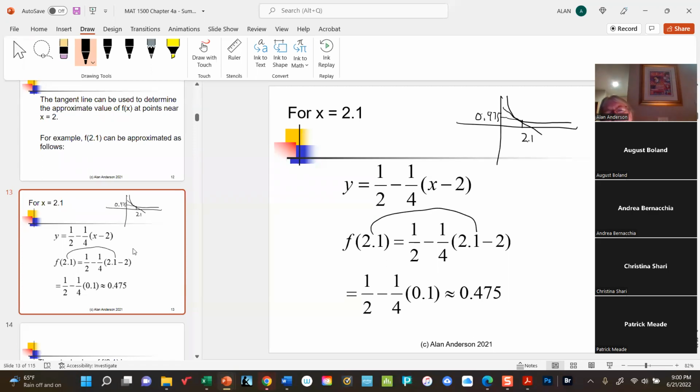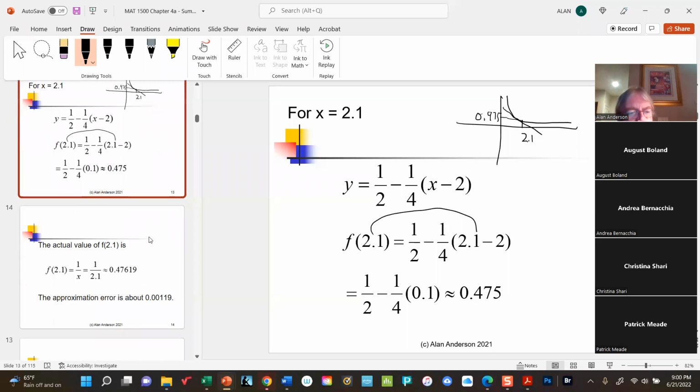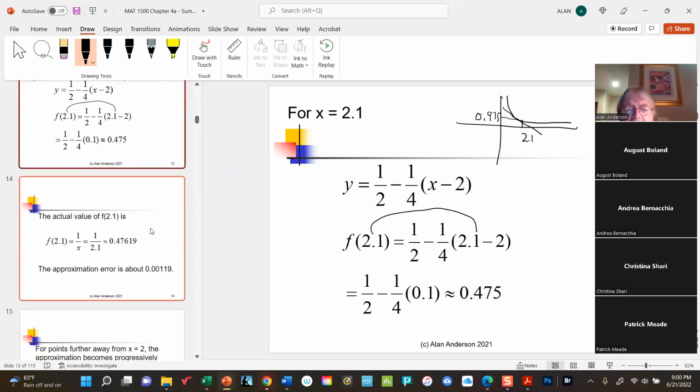Now, in this case, since we actually know the functional form, we can figure out what the correct value is by just plugging it in. Now, you might say, well, why don't we just do that in the first place? Well, it turns out in practice, we may have scenarios where we have a lot of information about a function, but we don't know the actual equation of the function. And so this is a good way to come up with the results that we need.